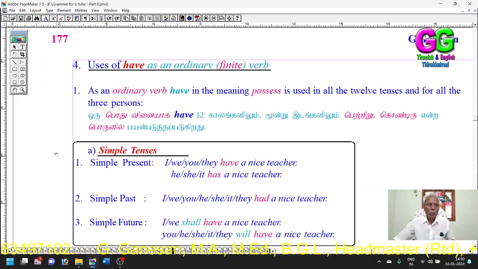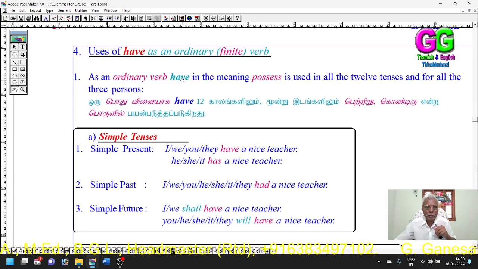Then, uses of have as an ordinary, as a finite verb. As an ordinary verb, have in the meaning of possess is used in all the 12 tenses and for all the three persons. The basic meaning of have is possess. It is used in the first person, second person, and third person, and in all the 12 tenses.